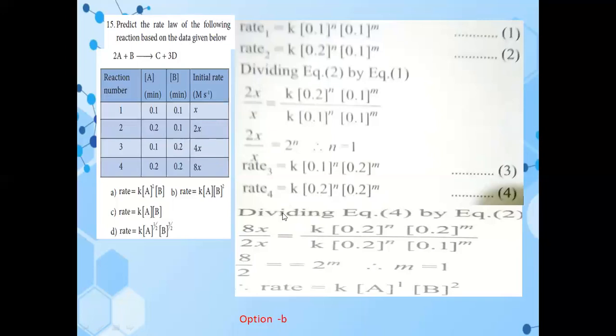Next we cancel the common terms. x is common here, so we cancel this one. The k term is common here, and 0.2 power n is also there, so we cancel this one. What we are getting is 2 power m. Here 4 times, so cancelling means 8, and 8 is 4 times of 2, so 2 power 2. So we are getting m is equal to 2.